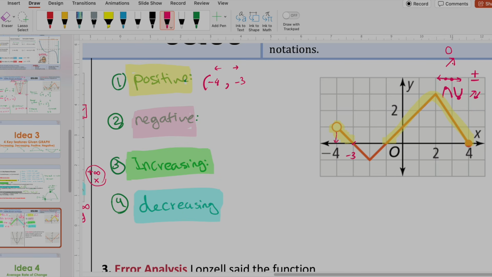Is it open? No. Is it an arrow? No. Check this case because we're talking about positive, negative cases. Is it on the x-axis? Yes. So keep it open because it's not positive, not negative.